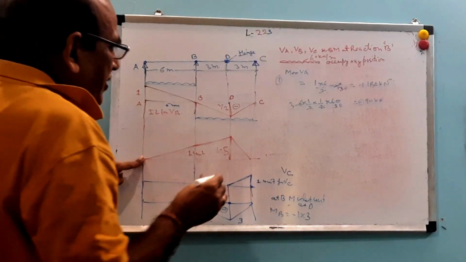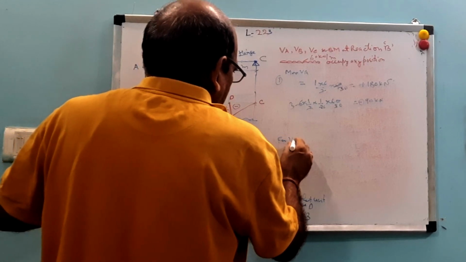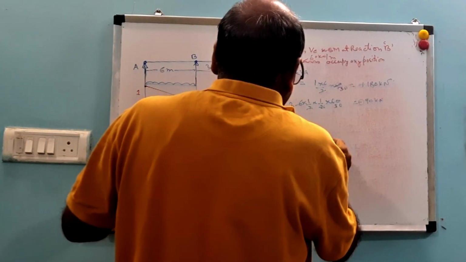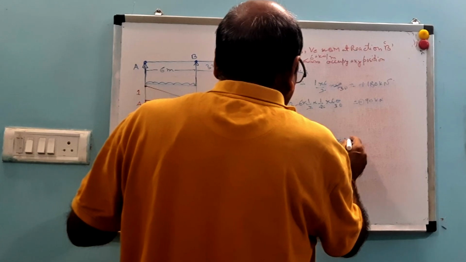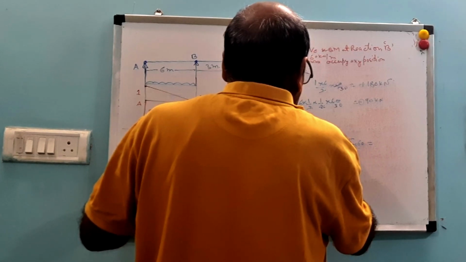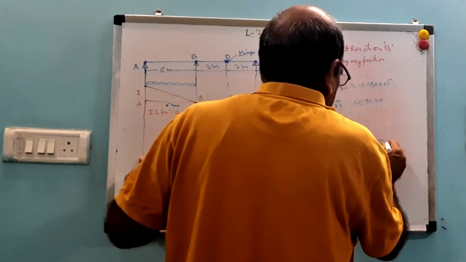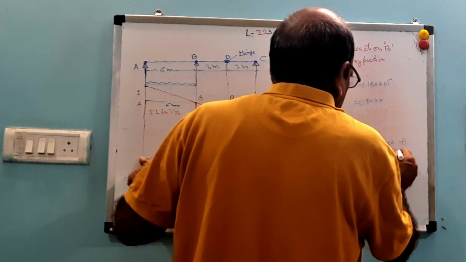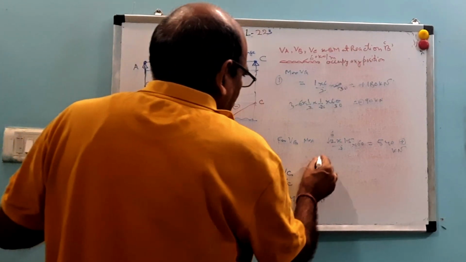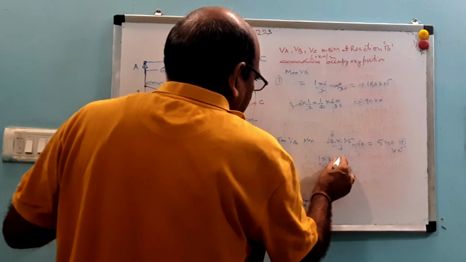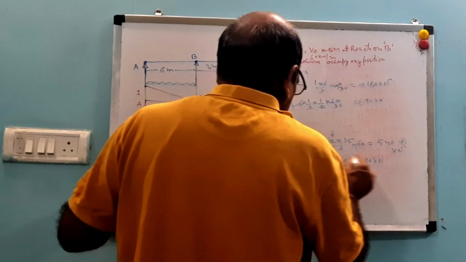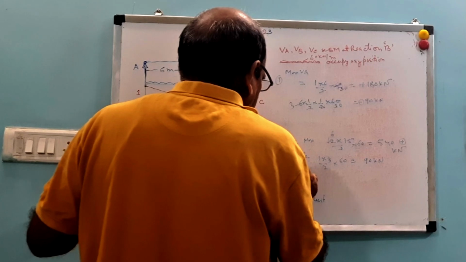And what will be for this BB? For BB, maximum value will be your 12 into 1.5 divided by 2 multiplied by 60. So this will be your 540. This is your plus 540 kilonewton. This will be for BB. And what will be for BC? This will also be positive. So 1 into 3 by 2 into 60. So this will be your 90 for BC. For BC maximum value.